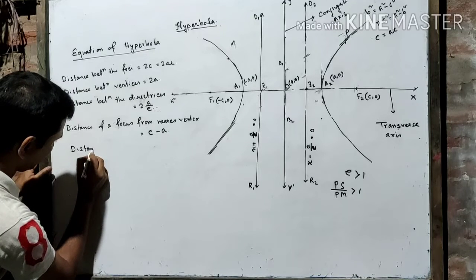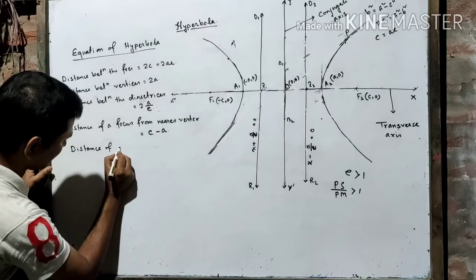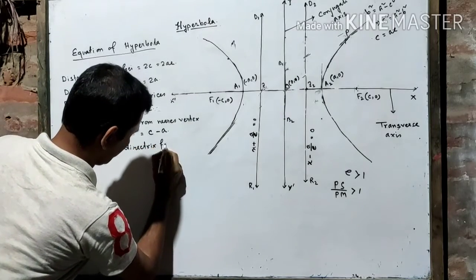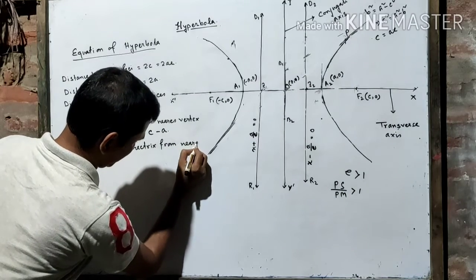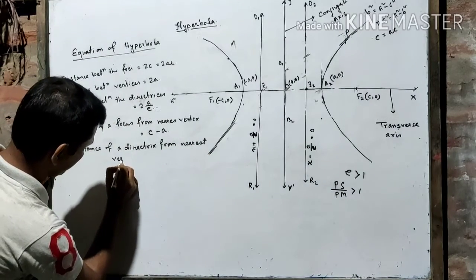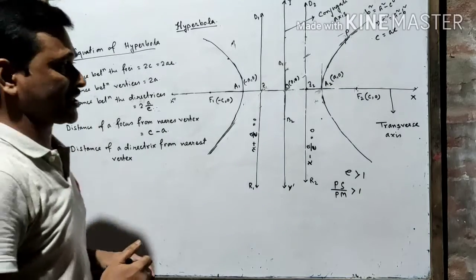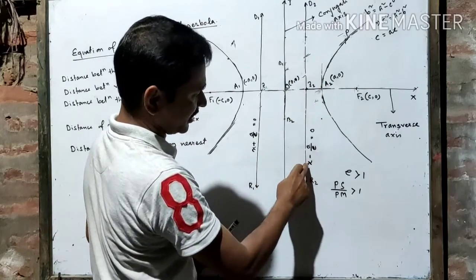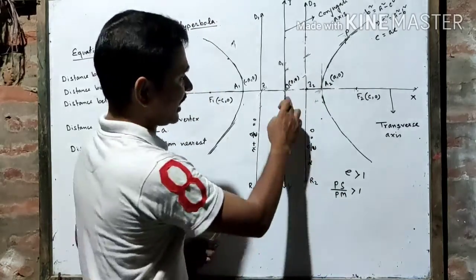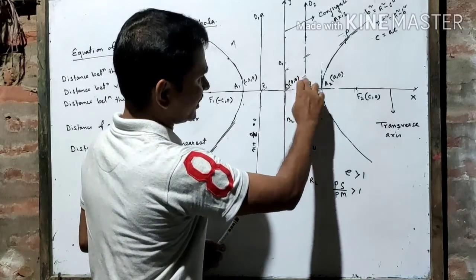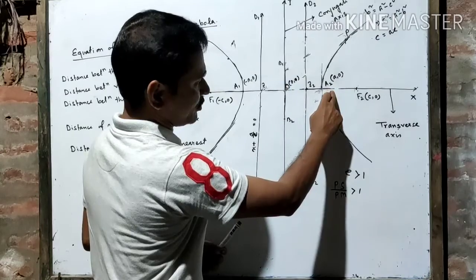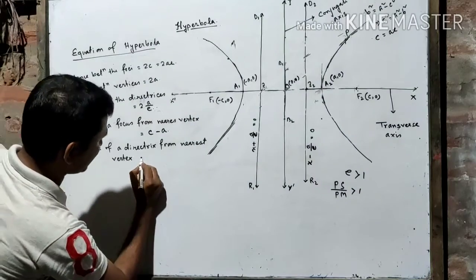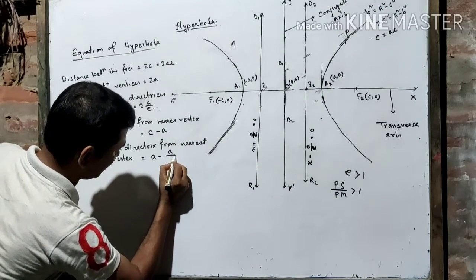Distance of directrix from nearest vertex. What is the directrix? This one is the directrix, and what is this length? Its equation is x minus a by e equal to 0, so x equals a by e. That means this length is a by e and this length is a. OA2 is a and OZ2 is a by e. So what will be the distance? The distance will be a minus a by e.